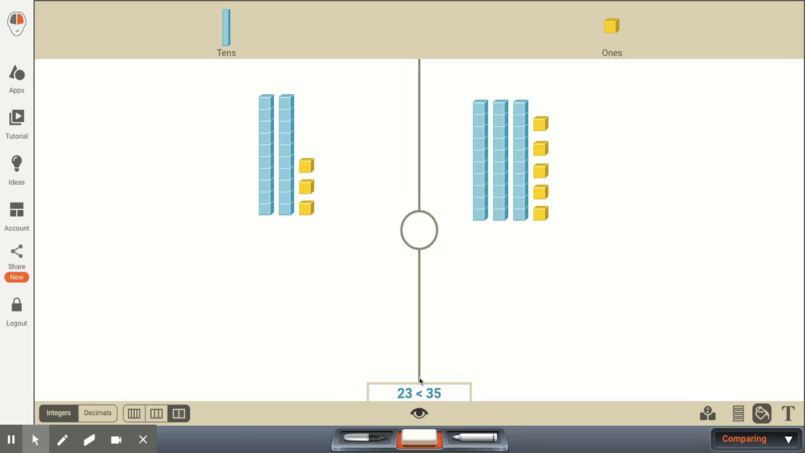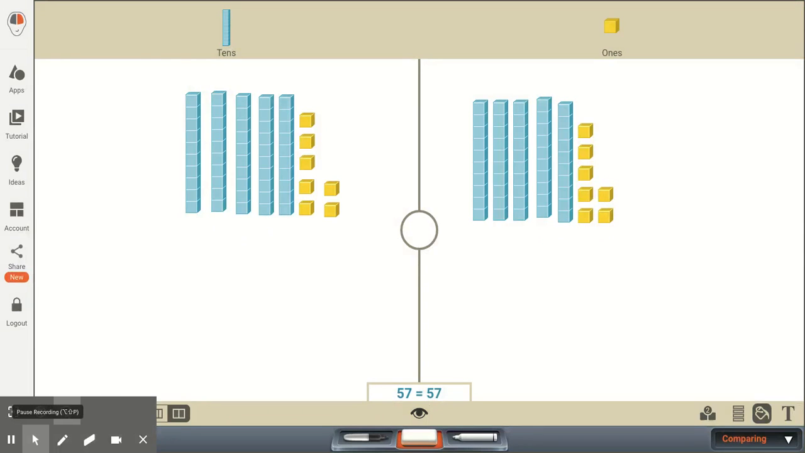And this is less than, okay? So since it's less than, what they can do is think of the wide part being on the right here of this symbol. Therefore, the larger number is going to go on the side where the widest part is. So this is the less than symbol, and this is read as 23 is less than 35.